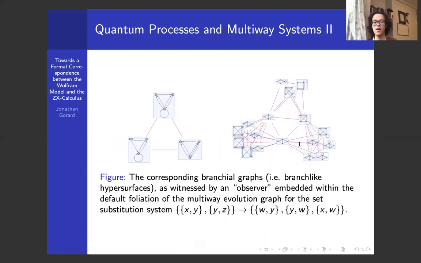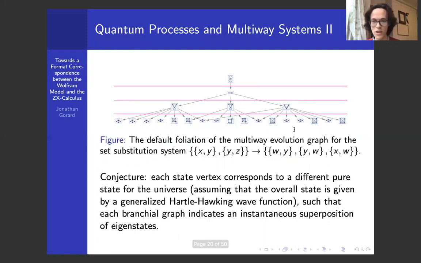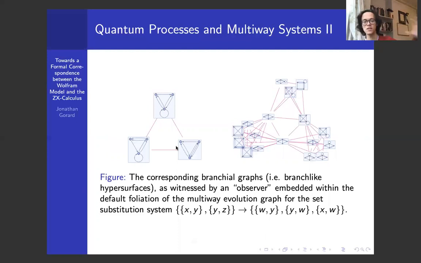So then the question is, okay, here's a sort of illustration of how that would work. If we take the example we showed over here, this is when we foliate this into branch-like hypersurfaces, these are the individual hypersurfaces that we would see. So these are the instantaneous superpositions. And we've also drawn edges here that show the common ancestor distance. So two state vertices are connected by a pink edge in these what we call branchial graphs if and only if they have a common ancestor at one level back in the multiway evolution graph. And these kinds of branchial graphs that show common ancestor distance between states will become relevant in just a moment when we talk about relationships to geometric quantization.